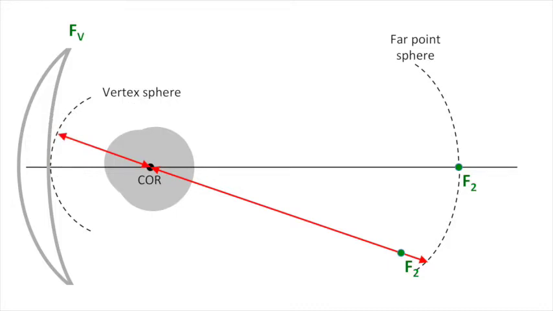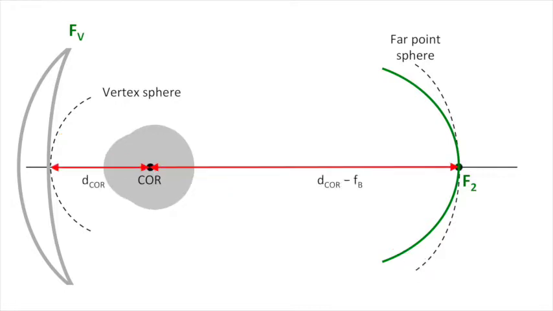Now we could show that for a range of directions of gaze, and we would get an image shell that in this example falls in front of the far point sphere. So in essence, the hyperope is overcorrected in all other fields of gaze.